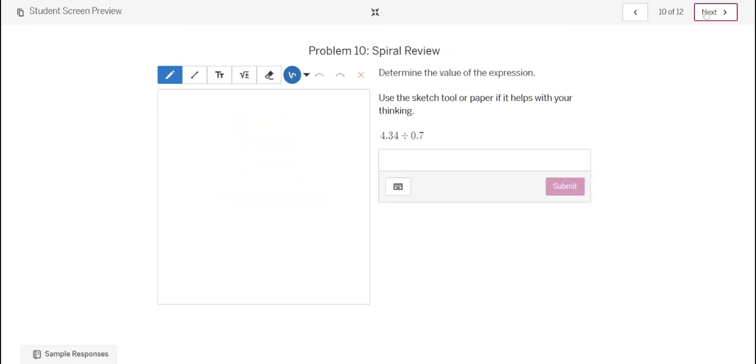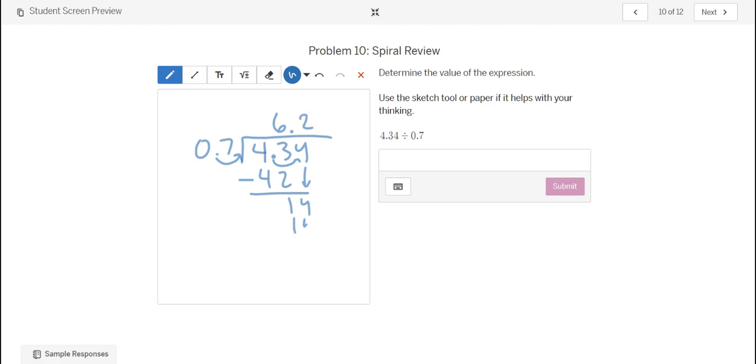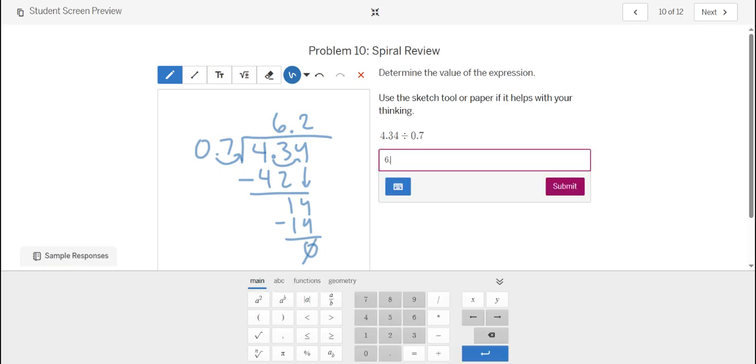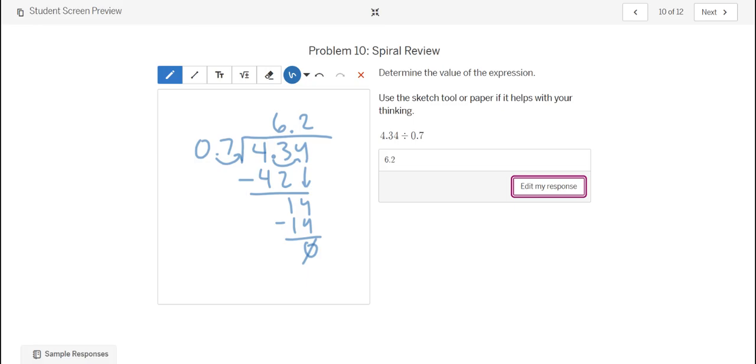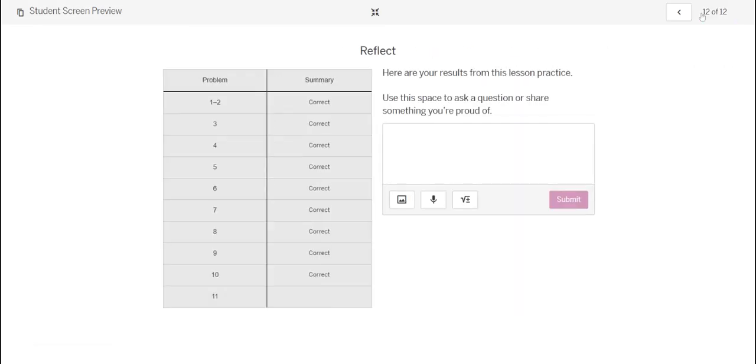Okay. And a division. We're going to test everything going into this last section. 0.7. I moved the decimal 1 spot. I moved the decimal 1 spot. That is 6. Would be 42. 6.2. Submit. One more.